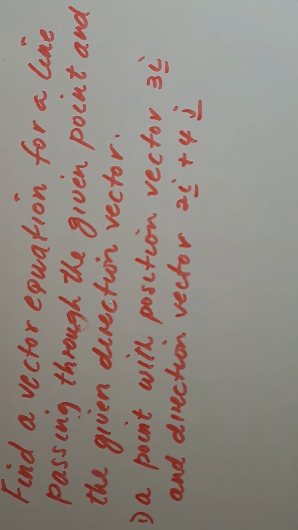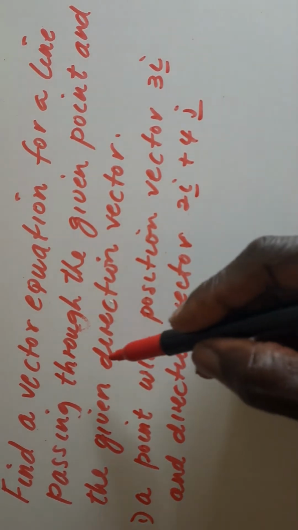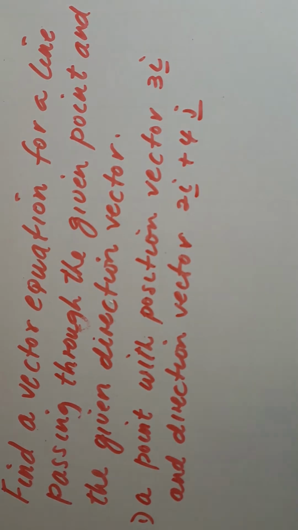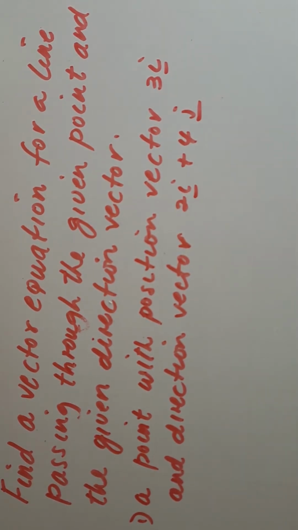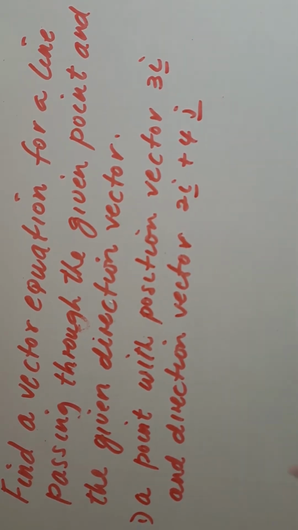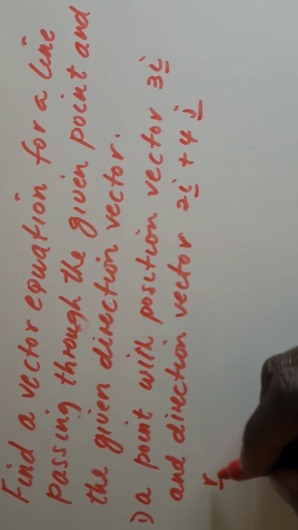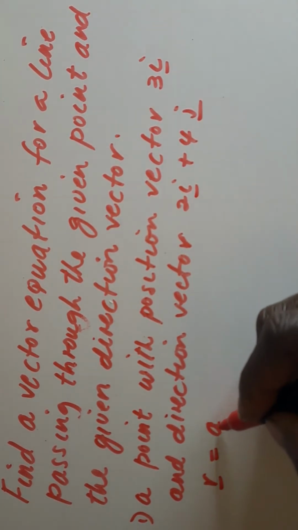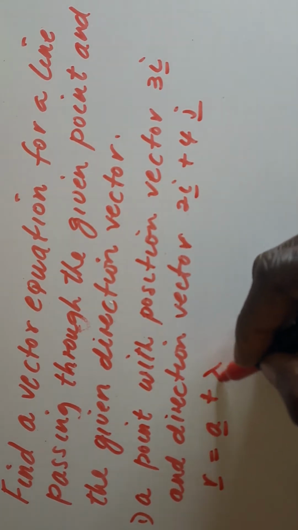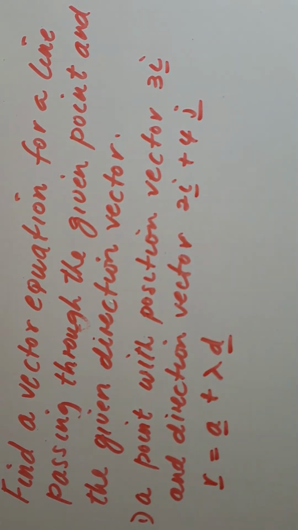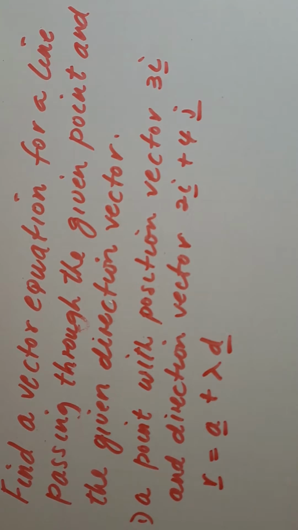Hi there. Find a vector equation for a line passing through the given point and the given direction vector. The first is a point with position vector 3i and direction vector 2i add 4j. Now we know our vector equation is defined as r equals A plus lambda times the direction vector.